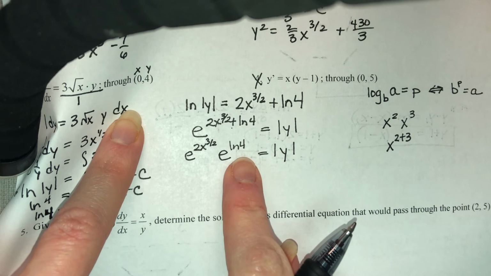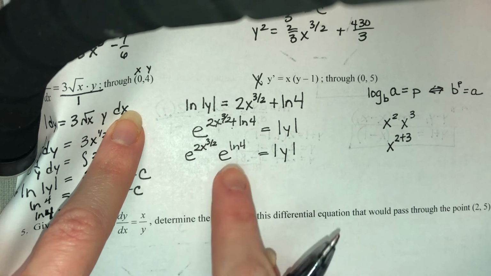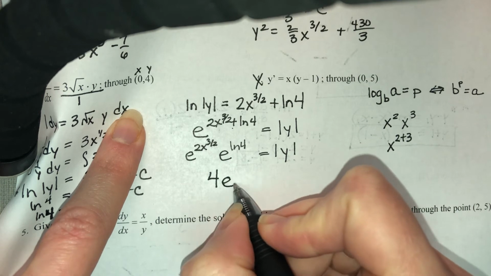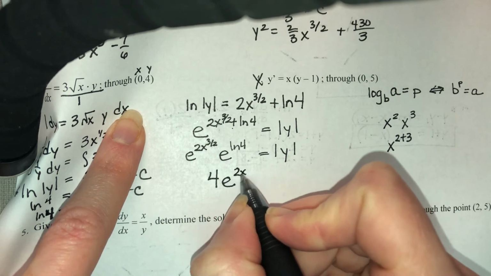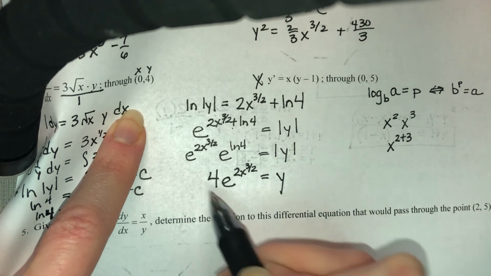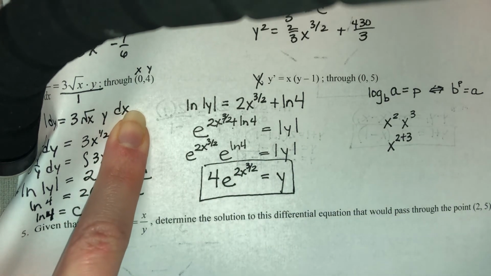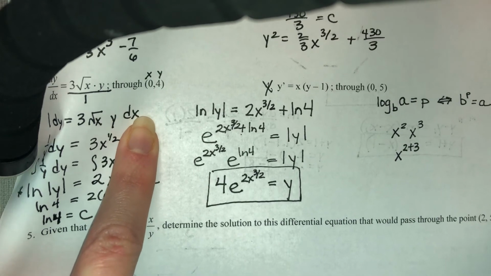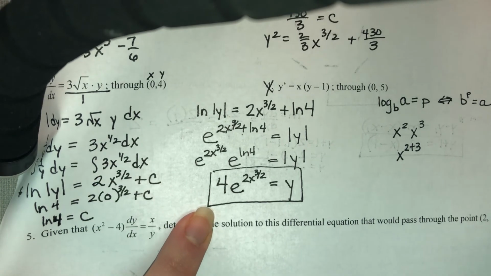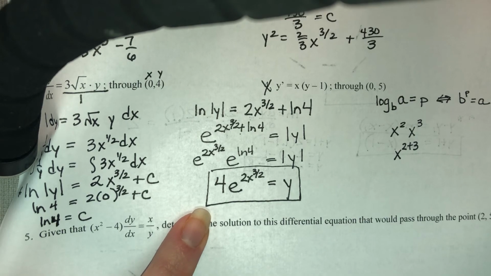E to the natural log of 4 is just 4. Remember the base of e on the natural log? These are like inverse operations. They cancel each other out and you're left with the argument. So 4e to the power of 2x to the 3/2 equals the absolute value of y, or really just y. We don't have any logs here anymore, so we don't need to worry about the y being a negative. Not a problem. Okay, that would be the answer you'd be looking for in the multiple choice section. You will see more like this in your assignment so that you can practice.